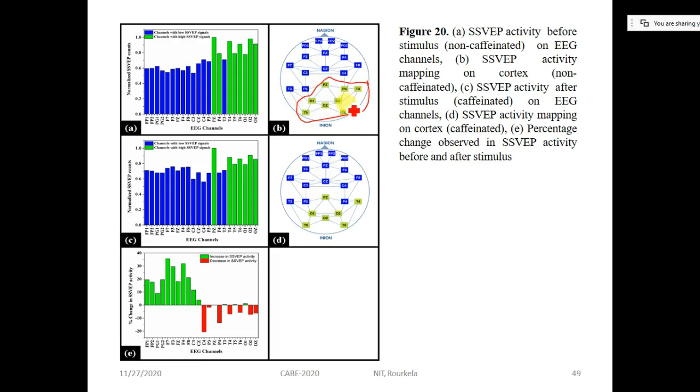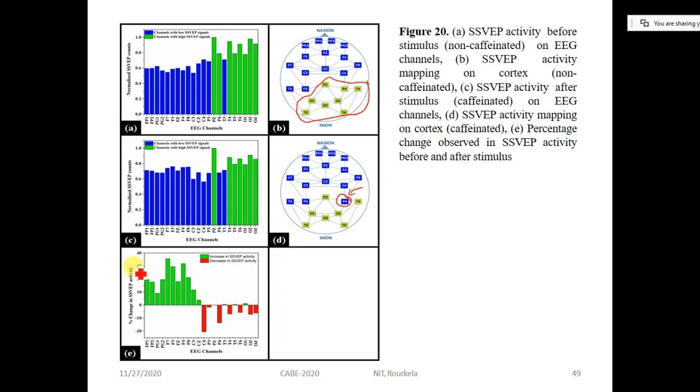We found that the right portion of the parieto-occipital lobe is activated the most. Even the temporal lobes are also activated to a certain extent. Post coffee, we found that the P4 channel was not activated much; it was not activated at all, in fact. However, the other channels, these green channels, were activated. For further analysis, we included this P4 channel also for a better understanding of what is happening.